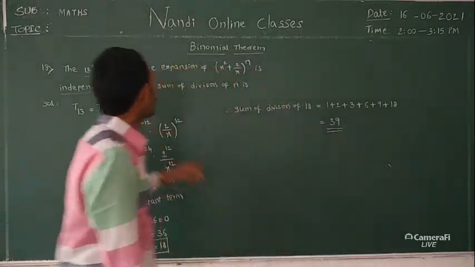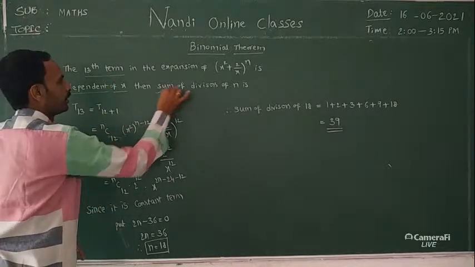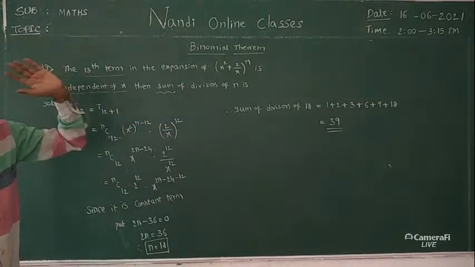So what is the sum of divisors? The sum of divisors is 39. Write it.